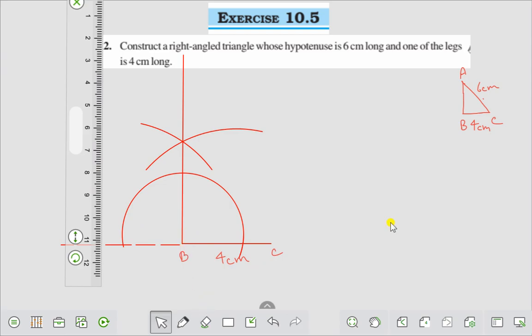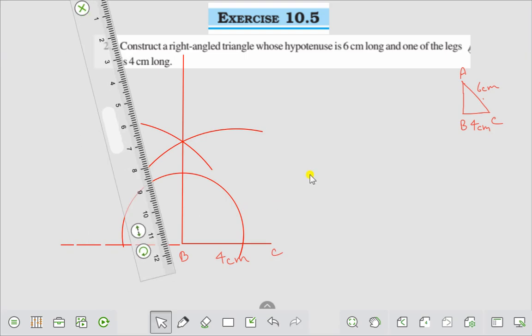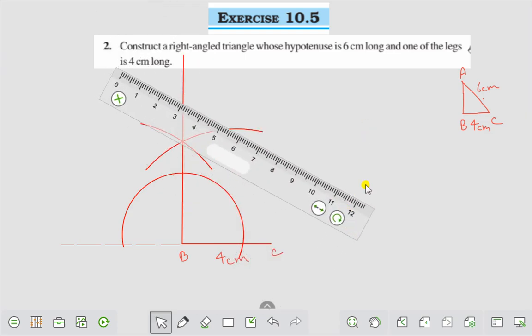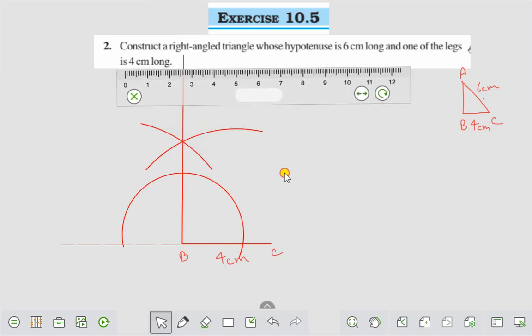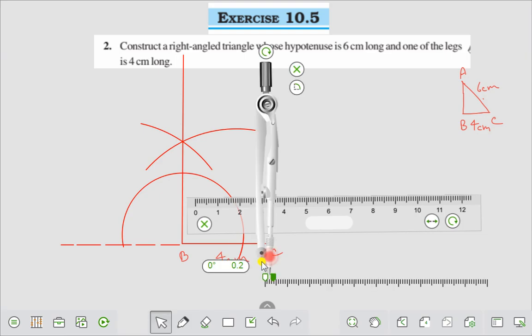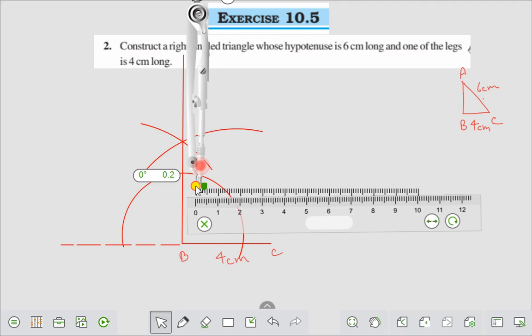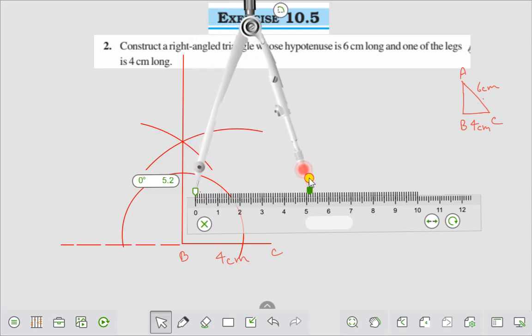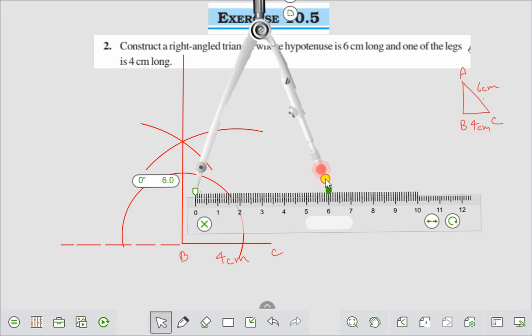Right? Now the hypotenuse is 6 cm long. Let us take the length of the hypotenuse as 6 cm with the help of a ruler. Let us take the compass again and put the pointer at the point 0. Here we have taken the pointer exactly at 0, and it takes 6 cm. The length of this arc is 6 cm. Here you see 5, and this is exactly 6 cm.